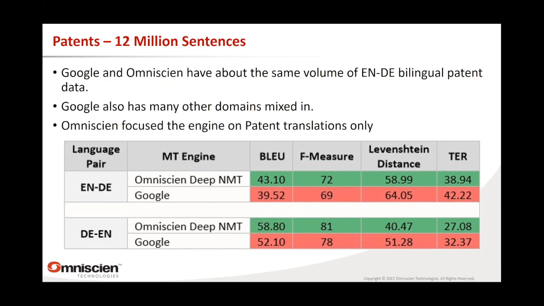What you can see here is Google got a BLEU score of 39.5, and because we were focused, we were able to get a BLEU score of 43. Going back the other way, Google got a BLEU score of 52, and we got a BLEU score of nearly 59. So you can see that mixing in other content confuses things because it makes them ambiguous, and then you fall down to probabilities of what gets translated most often.